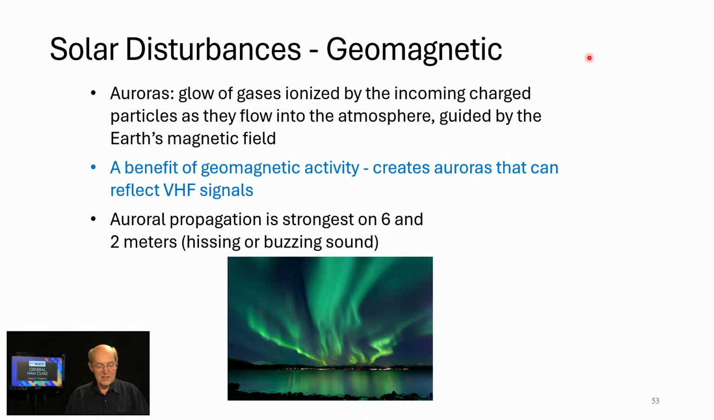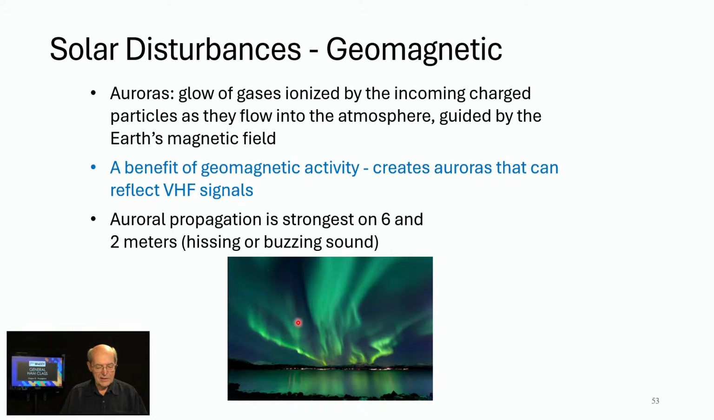More disturbances, continuing with geomagnetic. We've got auroras. Let me jump down one. Everything that we talked about in terms of bad things that happen in space weather, they cause disturbed conditions. There's one exception that's a benefit. This is that one and only benefit. A benefit of geomagnetic activity, it creates auroras that can reflect VHF signals.